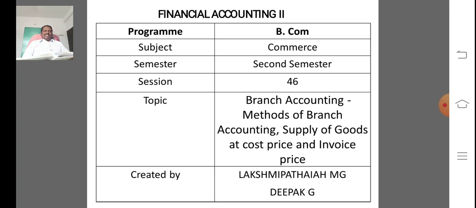What are the methods of accounting? The accounts of the dependent branches are maintained by the head office at the end of every accounting period. The head office ascertains the results of the branch under one of the following methods or systems of accounting.